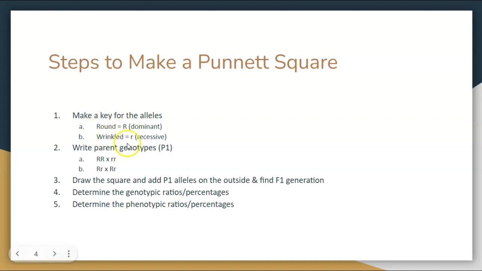Wrinkle doesn't start with R, but we're still using the same letter. We do not use two different letters. Get that thought right out of your head right now. You use the same letter.